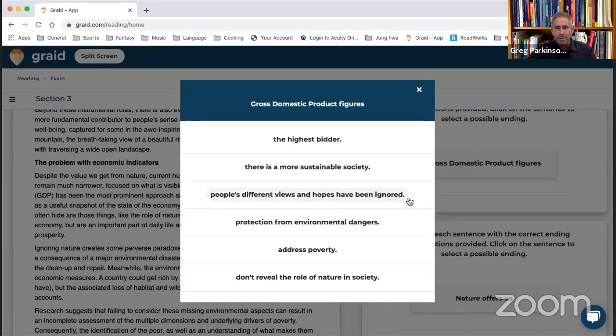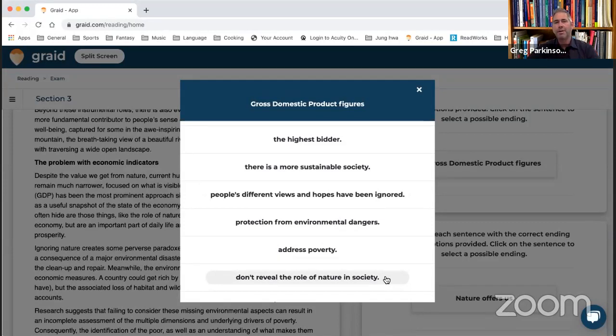Now, again, what I'm doing here is because I don't have enough information in the first half of the sentence, I'm seeing if I can make a prediction. So gross domestic product figures protection, grammatically that's not possible. Address poverty, do gross domestic product figures address poverty? My common sense tells me that's not a possible answer. Now, I think this is the answer. So I've made a prediction.